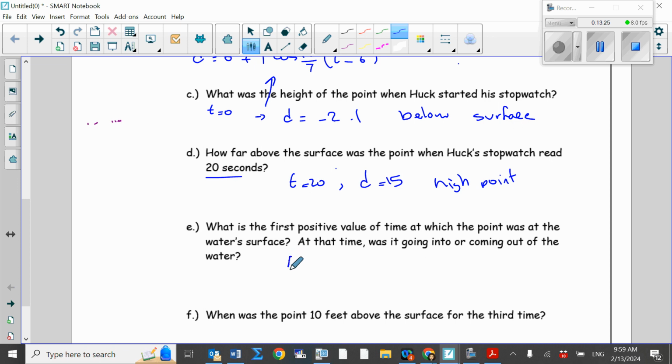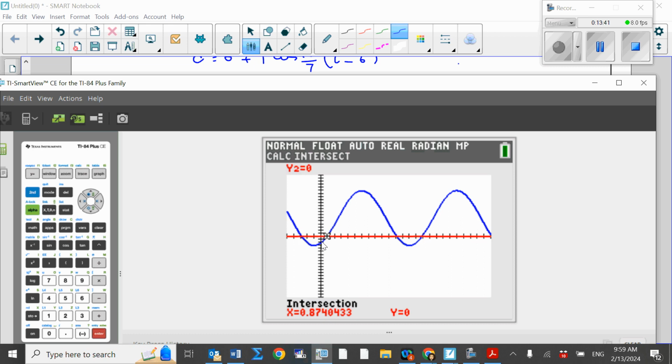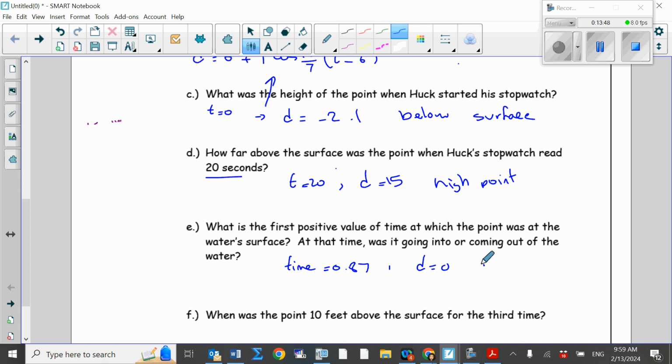So when time t is 0.87, the distance is 0, which is on the surface of the water. Now, is it going down or coming up? Let's see. As you see, the point was under the water, and now it's coming out of the water. So coming out. Just look at the graph and find the direction.